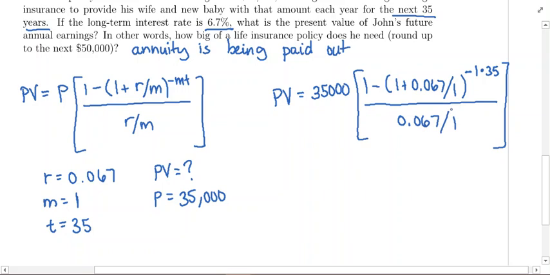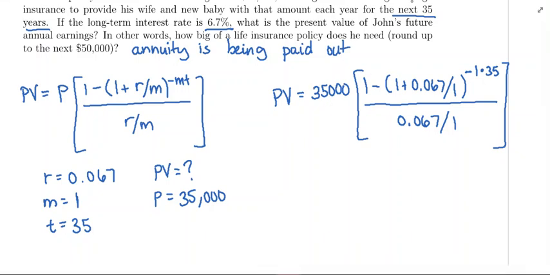Again, another complicated formula. When you have a complicated formula to plug into the calculator, you're going to start inside the square brackets, out of the numerator and denominator. The numerator is more complicated, so we're going to plug that in first, and then once we have that, we will divide by the denominator, which is the R over M. That will give us the quantity in brackets, and then once we have that, we can multiply by the 35,000 and we will be done.